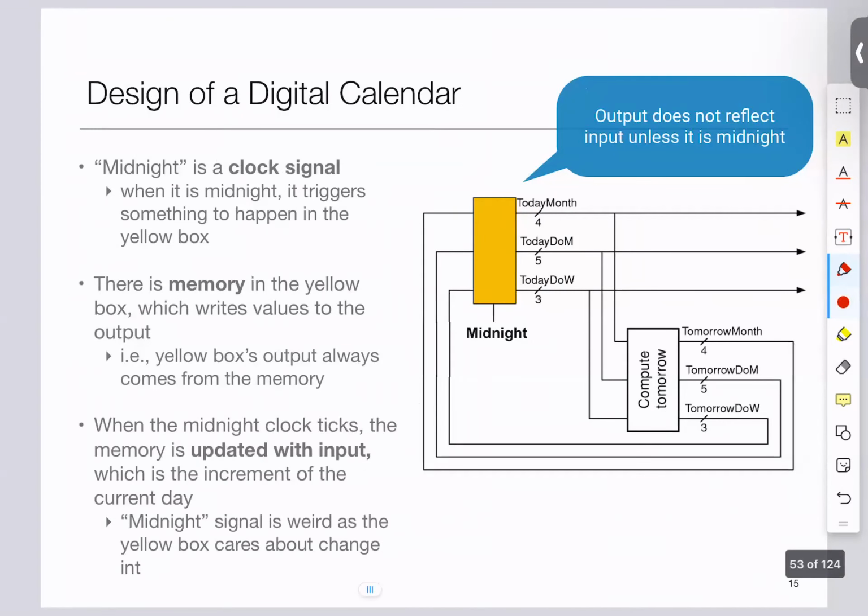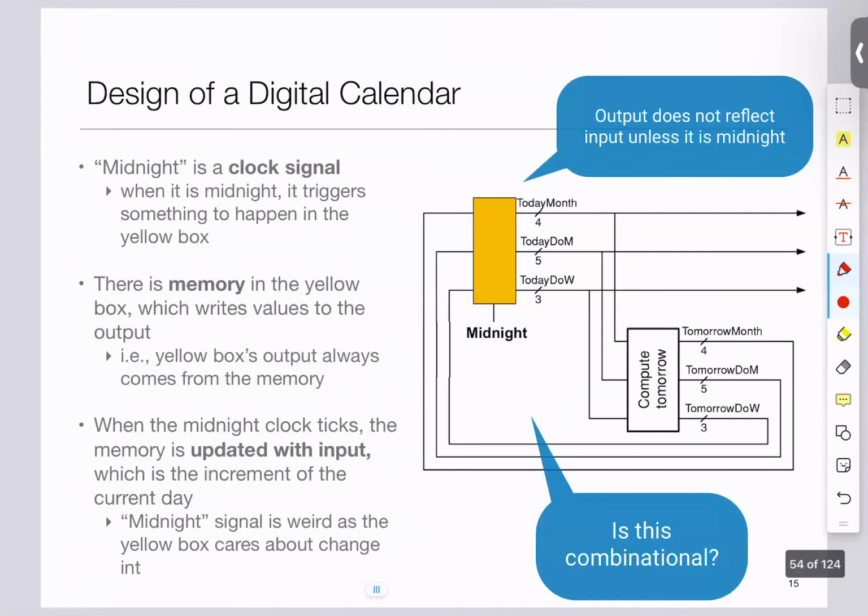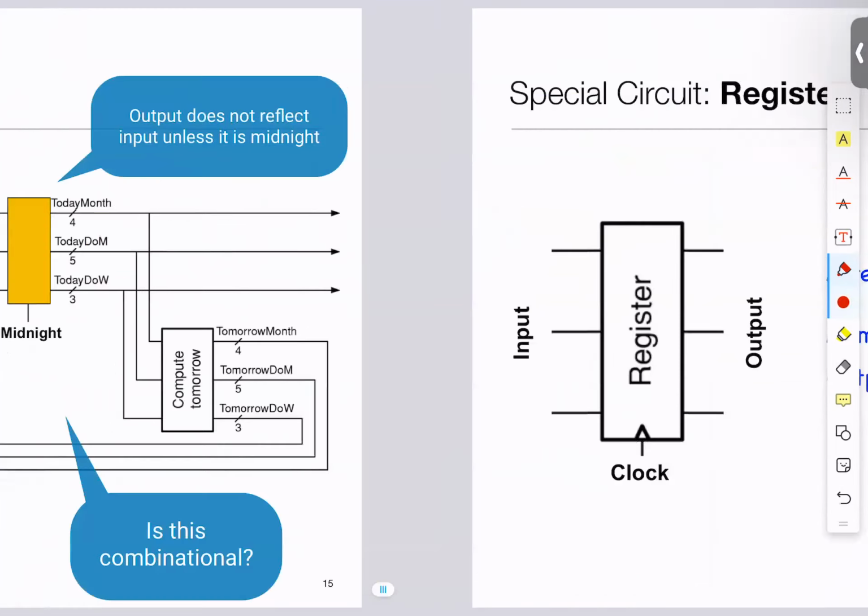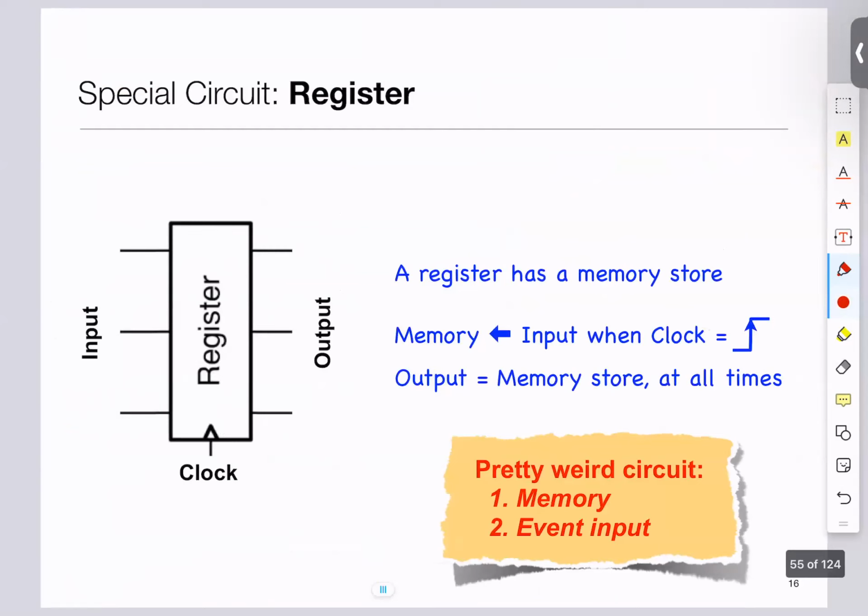So that's the idea behind sequential: we introduce some sort of a memory element. This special circuit, which you'll see a lot of in this course, is referred to as a register. There can be many different ways of implementing this memory. Very commonly, it is done using something called flip-flops, but there can be other ways.